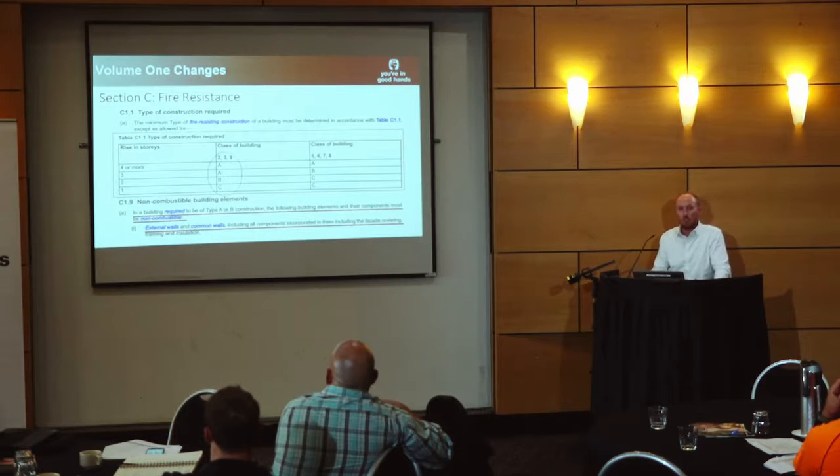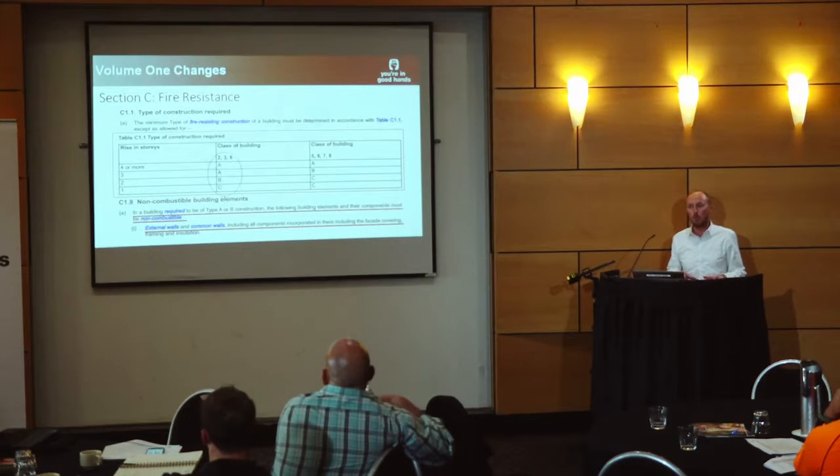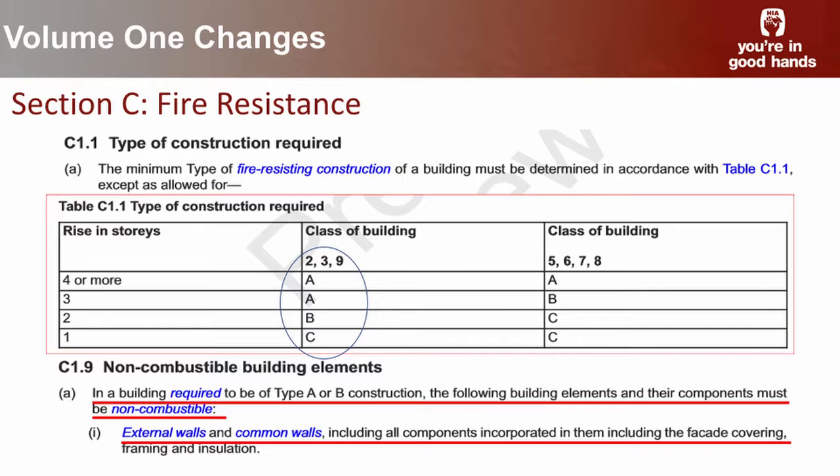But before I get into talking about the changes, something that I've done around the country has been to remind people what the actual non-combustibility requirements are in the code. Because it's good to talk about what the changes are, but it's important to talk about what the actual requirements are. This is under the deemed to satisfy provisions. Under clause C1.1, there is table C1.1, which outlines the minimum type of fire resisting requirements based on the class of building and the rise in storeys.